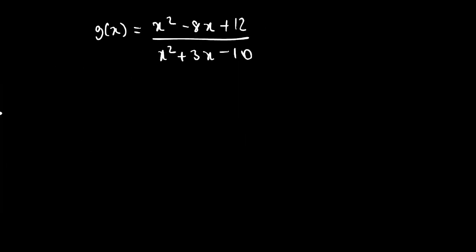So now let's look at this example and try to identify any discontinuities that may be present in this function g of x. So we're given g of x is equal to x squared minus 8x plus 12 divided by x squared plus 3x minus 10. So how do we know if there are any discontinuities?